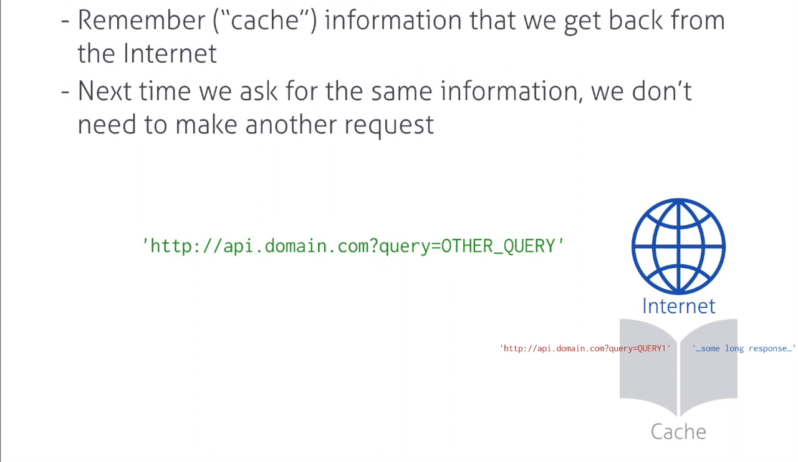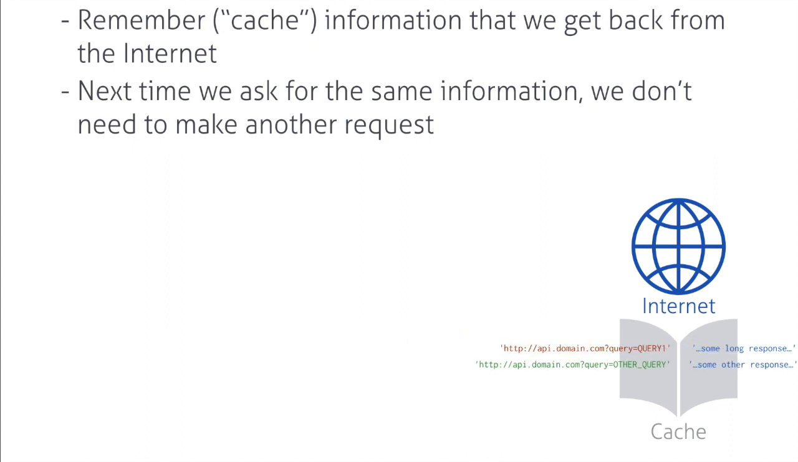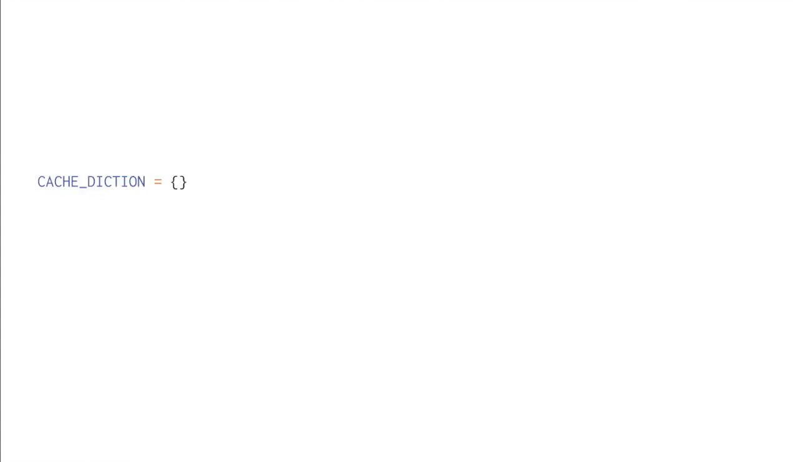If we make a request now to a different URL, we see that it's not in our cache, and so we make that request to the internet, get some data back, and then store the response and that URL in our cache. So let's write this out in code.